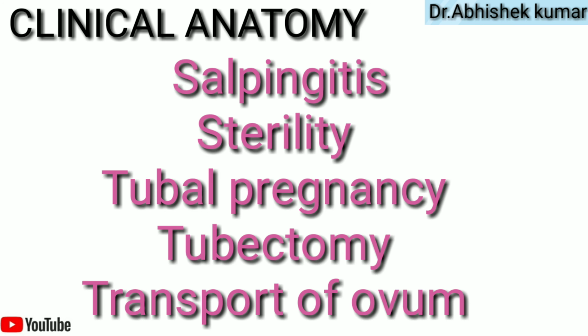A very quick recap, we have seen till now salpingitis, sterility, Rubin's test and hysterosalpingography, then tubal pregnancy, then tubectomy and transport of ovum.